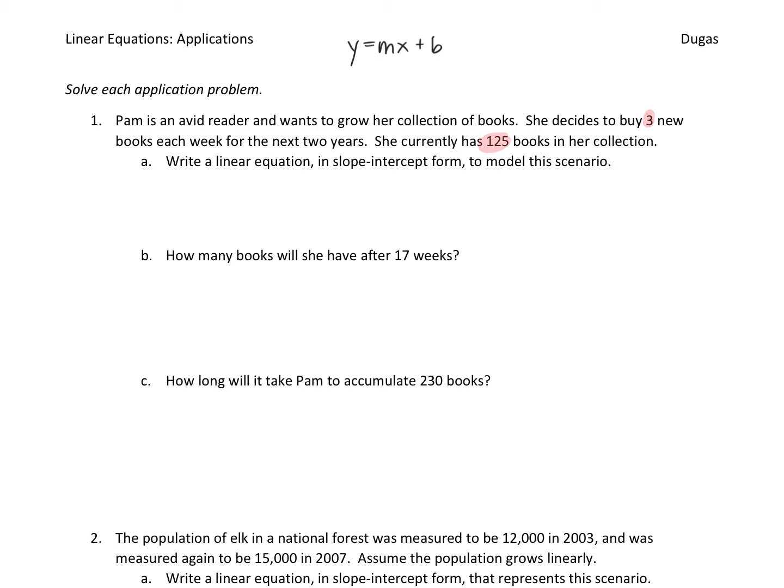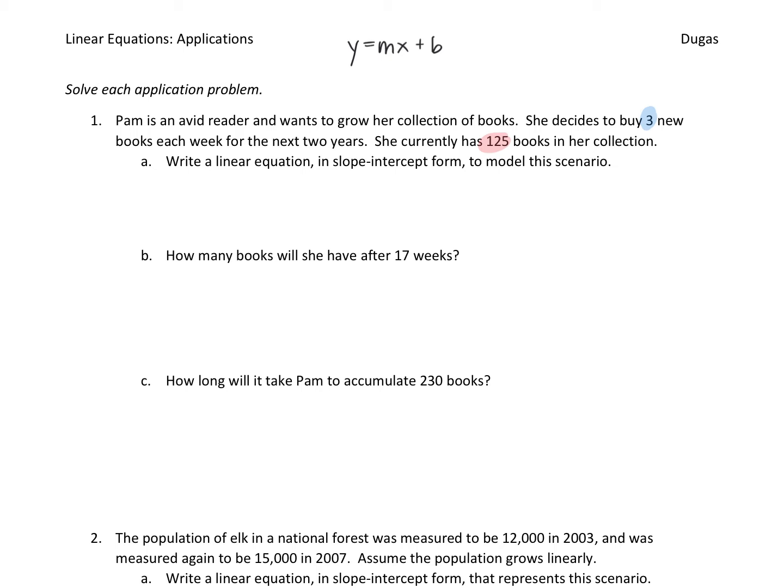Then there's a variable amount. And in this case, the variable amount is how many books does she add to the collection, right? It depends on how many weeks have gone by because she's going to buy 3 new books per week, right? So the number of books she's adding to the collection varies based on how many weeks it's been since the start of her idea, since she had this idea that she's going to buy 3 new books a week. So there's a variable amount and there is a fixed amount.